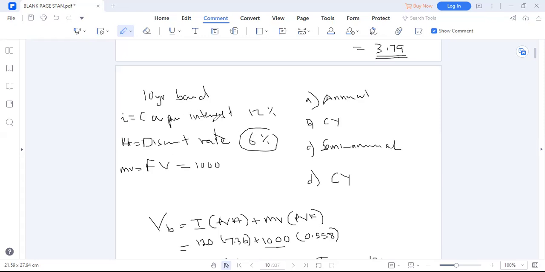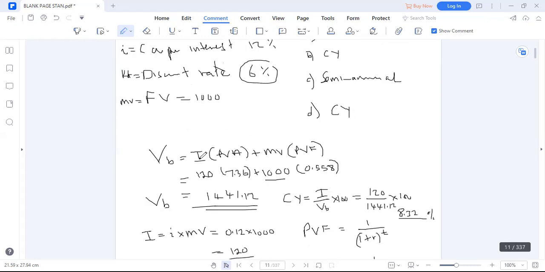Already we know that when the coupon interest is equal to the market rate, we call this the par bond, they're equal. But if the coupon interest is more than the market rate, it's called the premium bond. But when the coupon interest is less than the market rate, it's called a discount bond. Here we want to calculate the value of the annual bond.